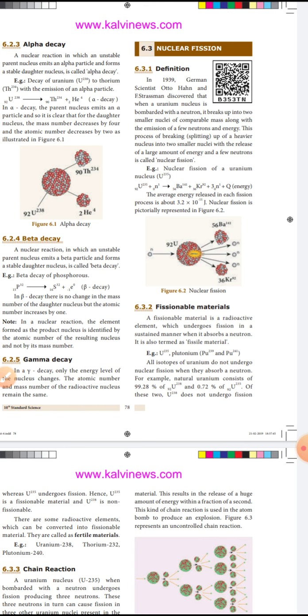So what is meant by nuclear fission? The process of breaking up of a heavier nucleus into two smaller nuclei with the release of a large amount of energy is called nuclear fission.